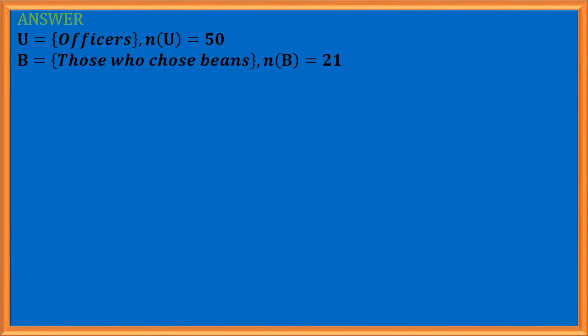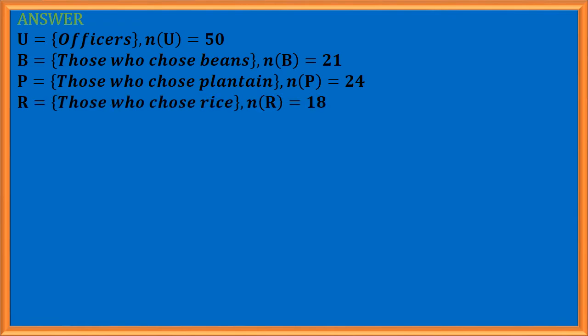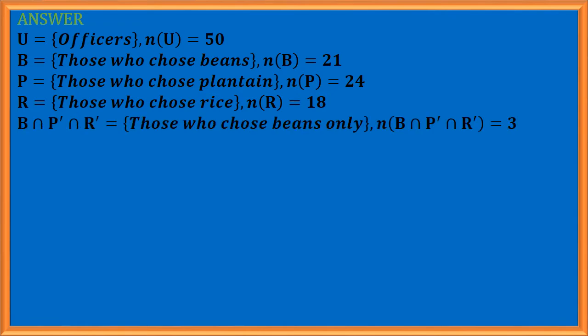In the solution of this particular problem, just like in the 2 sets problems, we are first of all going to extract the information where we have U being officers, and then we have number of U to be 50. B represents those who chose beans, so number of B will be 21. P representing those who chose plantain, so number of P becomes 24. Those who chose rice represented by R, which means number of R should be 18.